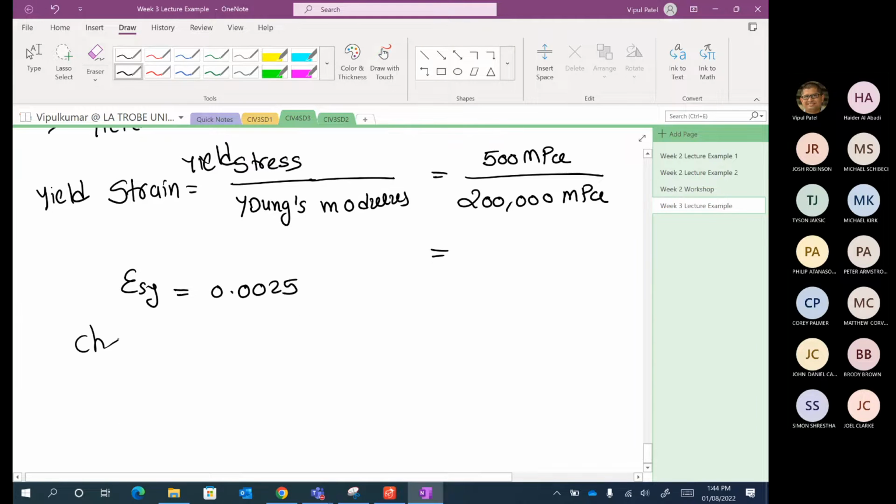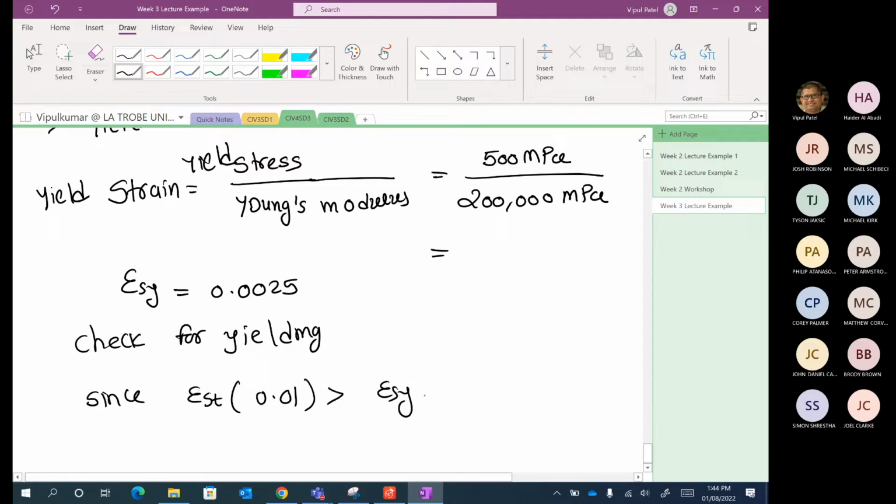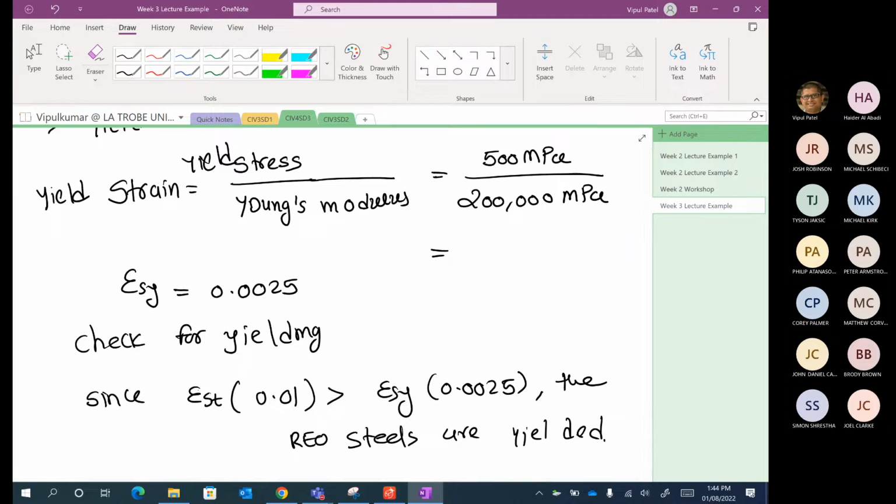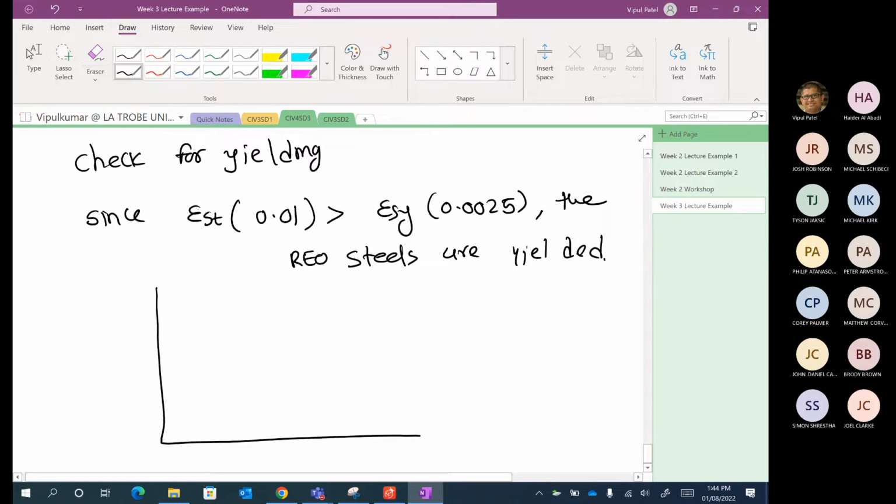So check for yielding. Since the steel strain of 0.01 is greater than the yield strain, the steel is yielded, right? So our assumptions are valid now. If it is not yielded, we are in trouble. We are in trouble meaning we can't use fsy. We will have examples.